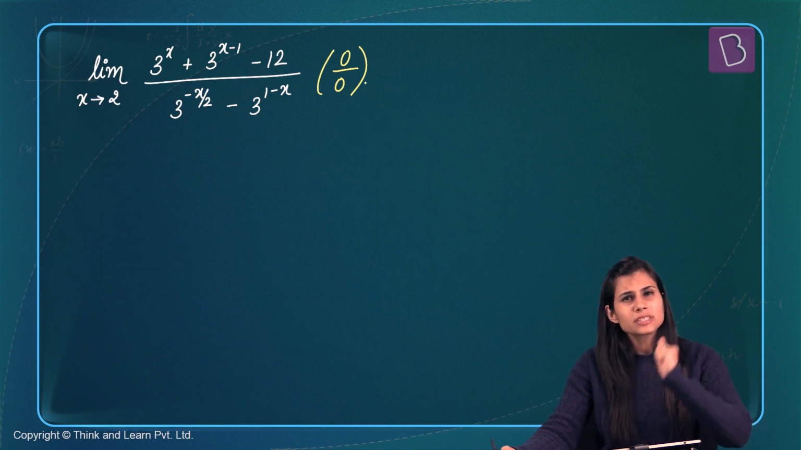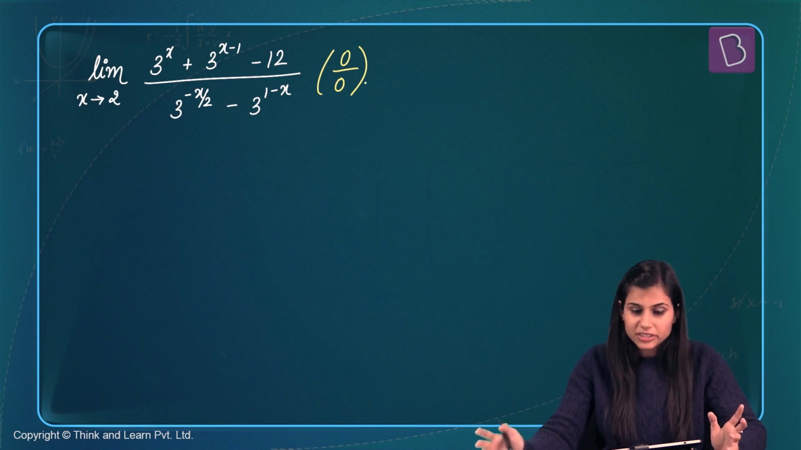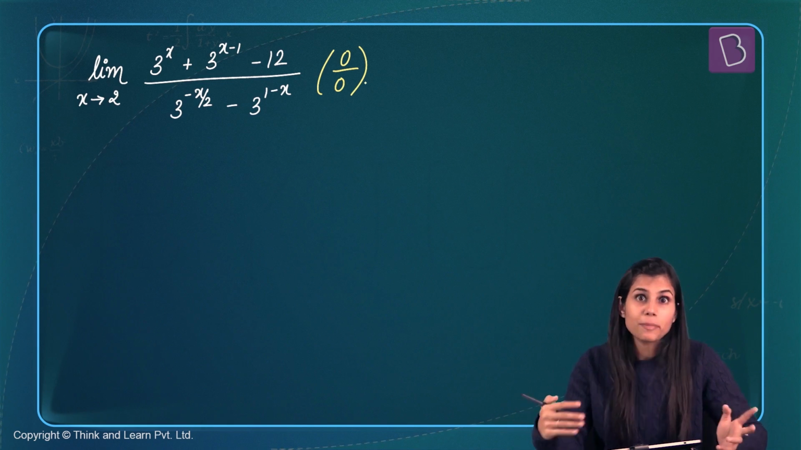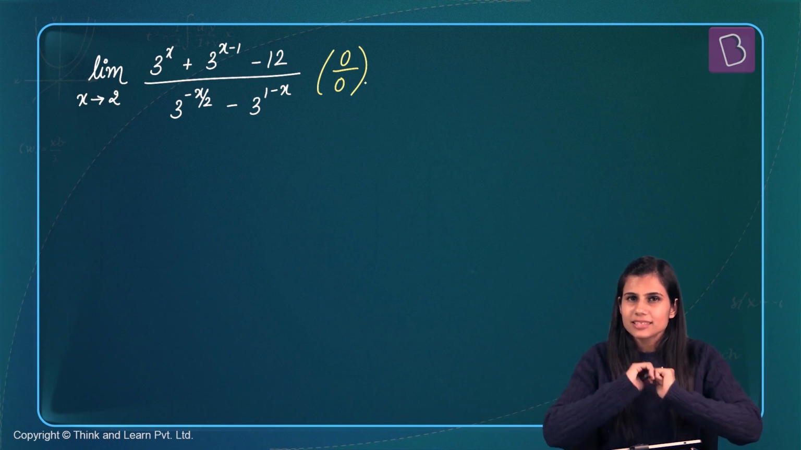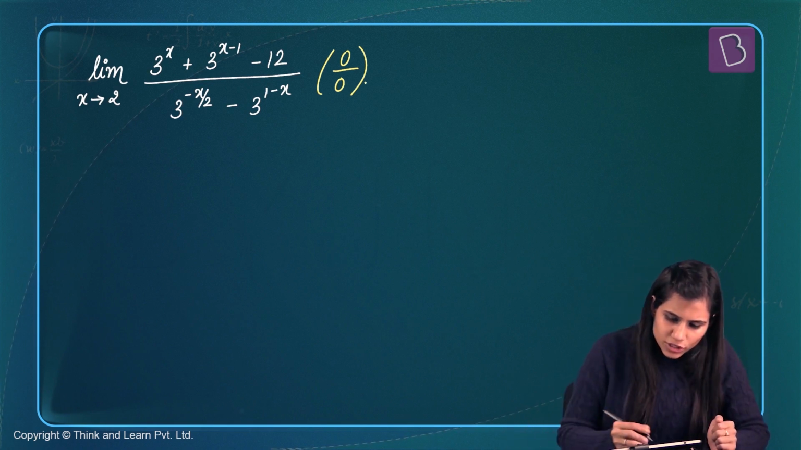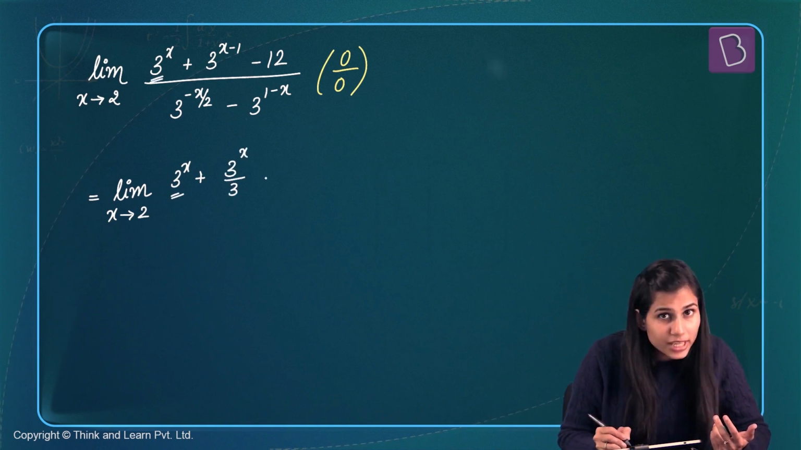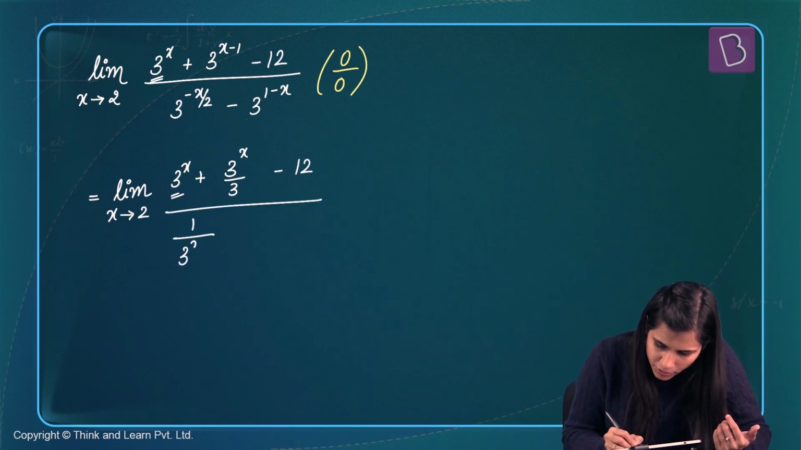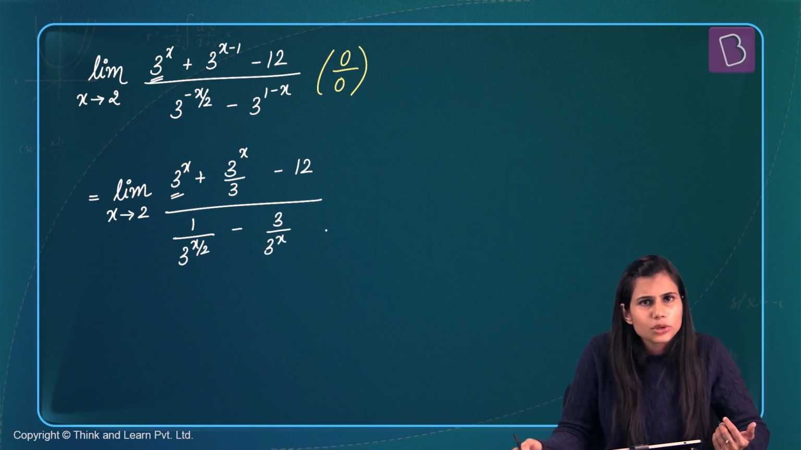The very first step is to simplify it as much as we can. You can see in the numerator there is a 3 to the power x minus 1 sitting. In the denominator you have 3 to the power 1 minus x sitting. So let's just get rid of all these expressions and make this as much simplified as possible. So the numerator, I'm going to transform it as 3 to the power x as it is. Next will be 3 to the power x upon 3 and minus 12 as it is. The denominator, I can write it as 1 upon 3 to the power x by 2 and then minus 3 upon 3 to the power x, right?